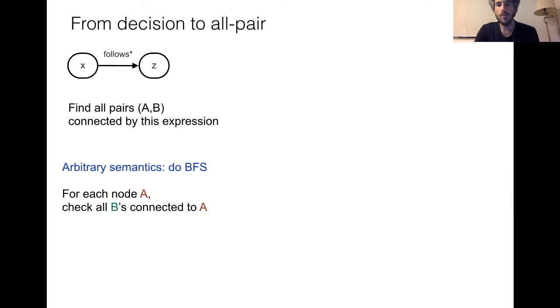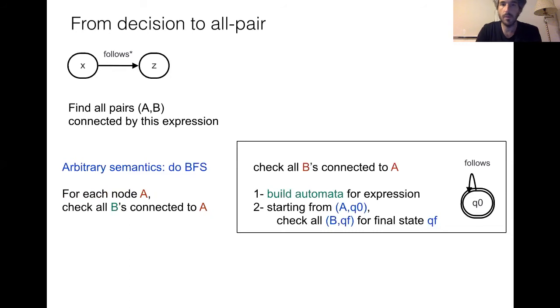So the problem of computing all pairs, you can reduce it to checking all possible V's that are connected to a node A, and then iterate over every possible node A. So you would just iterate over nodes on the graph and not over pairs of nodes. So let me be more precise.